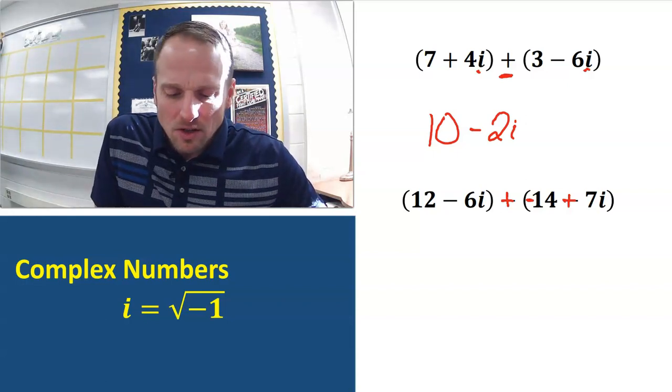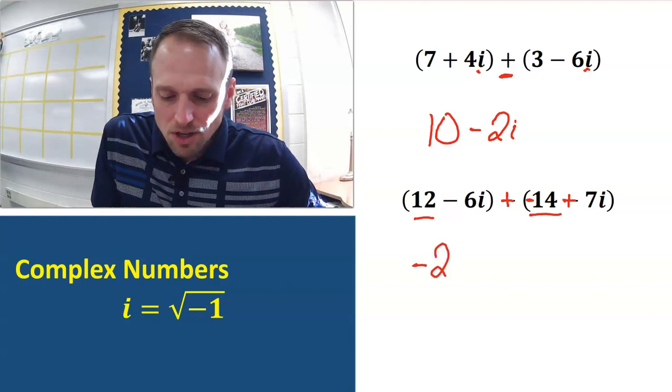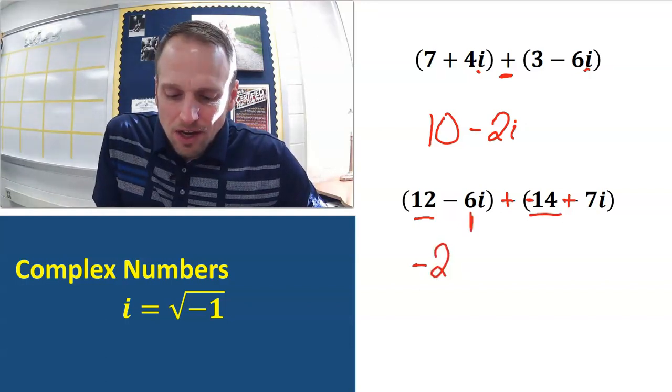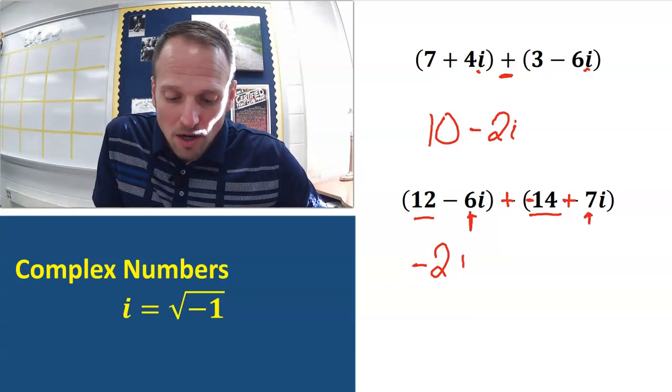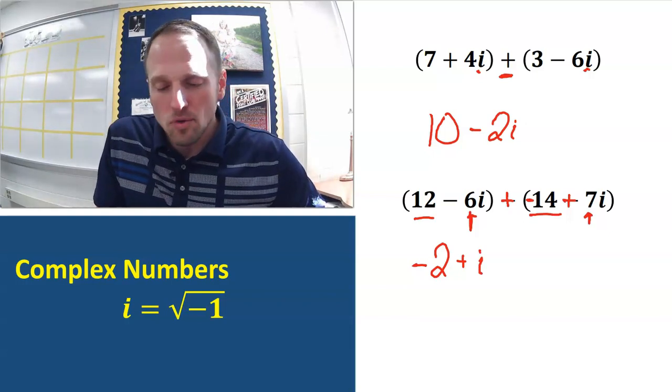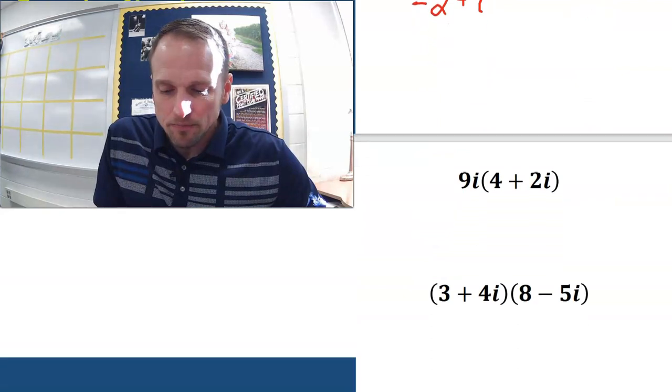Let's combine these like terms again. I've got a positive 12 and a negative 14. That's going to give me a negative 2. Now I've got a negative 6i and a positive 7i. That's going to be a positive 1i. Just like a variable, I don't need a 1 out in front of it. That's just going to be negative 2 plus i.